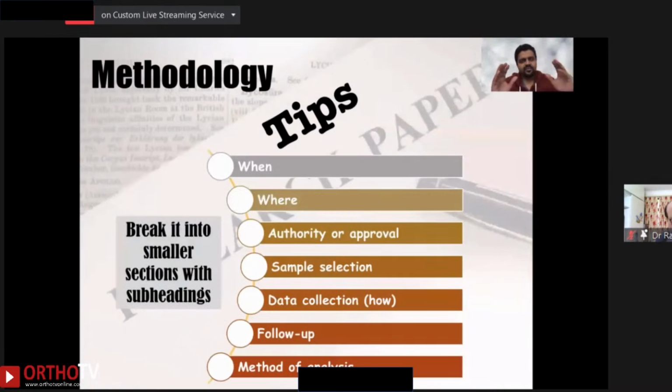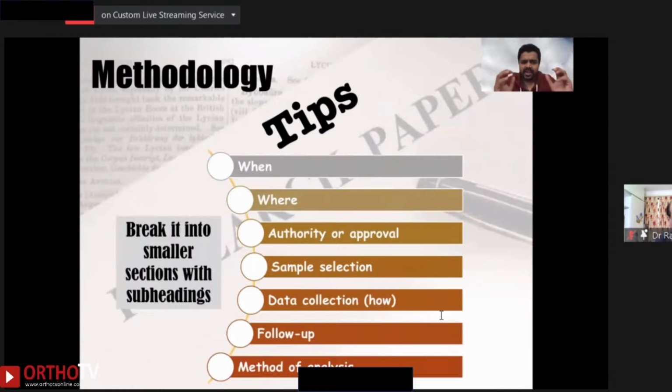One important thing is, for example, you are doing a pediatric neck of femur research paper, and you're using the Delbet classification. You don't need to explain the Delbet classification. You just reference it and that should be fine. So you should know how to control what to write and what not to write.